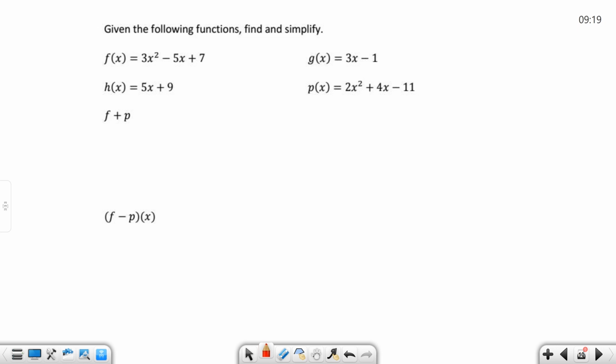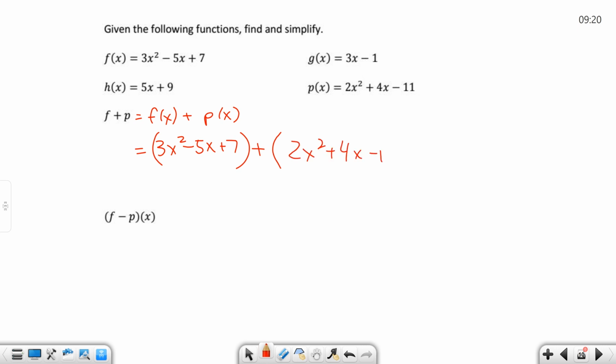So here, f plus p. F plus p just means f of x plus p of x. Well, f of x is 3x squared minus 5x plus 7. That's f of x, plus p of x is... You don't necessarily have to have parentheses when it's plus, because if you distribute a plus sign, it doesn't change any signs after it. But just to get the idea of what's going on, this is f plus p.